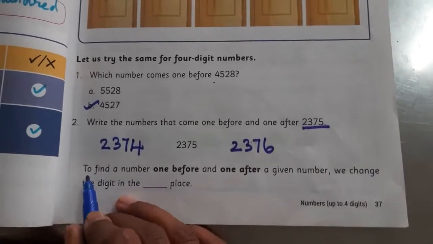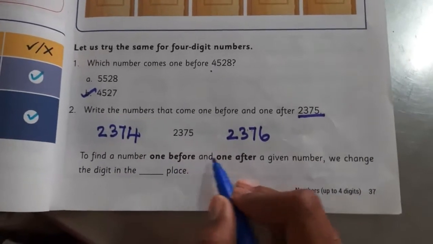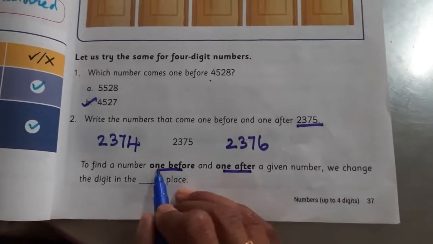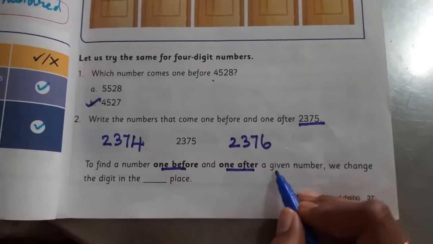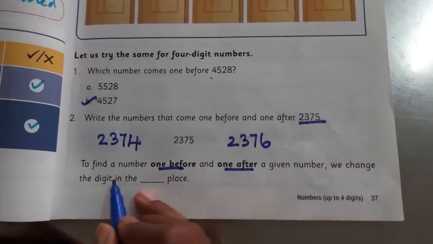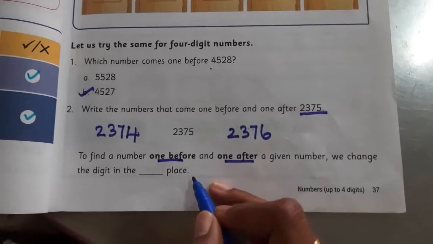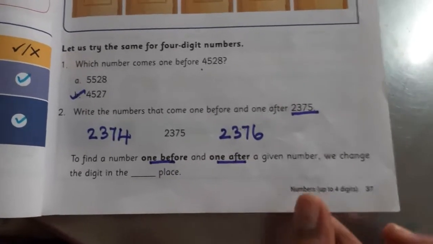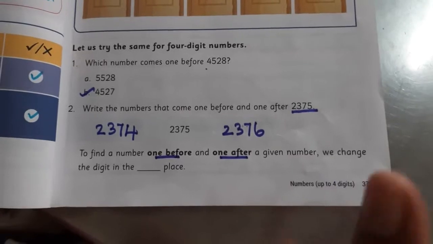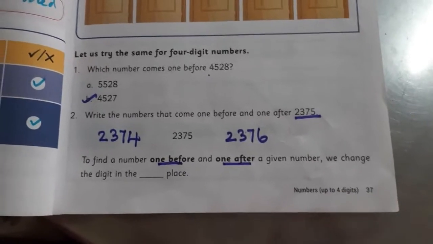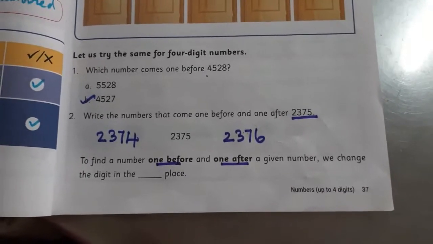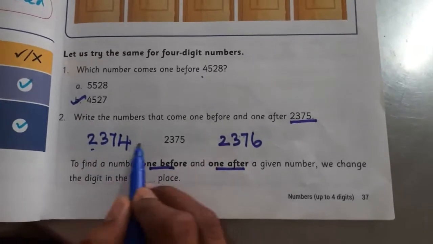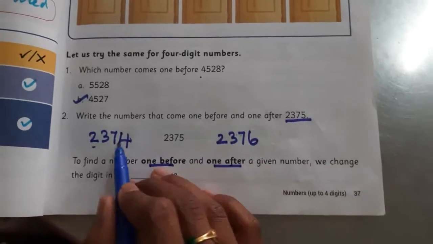Now see this one here. See the line: to find a number one before and one after. So underline the words in black letters: one before and one after for a given number. We change the digit in the dash place. So if we find the number one before and after, what changes in the places? In which place has it changed? That we have to write now. So observe the three numbers.